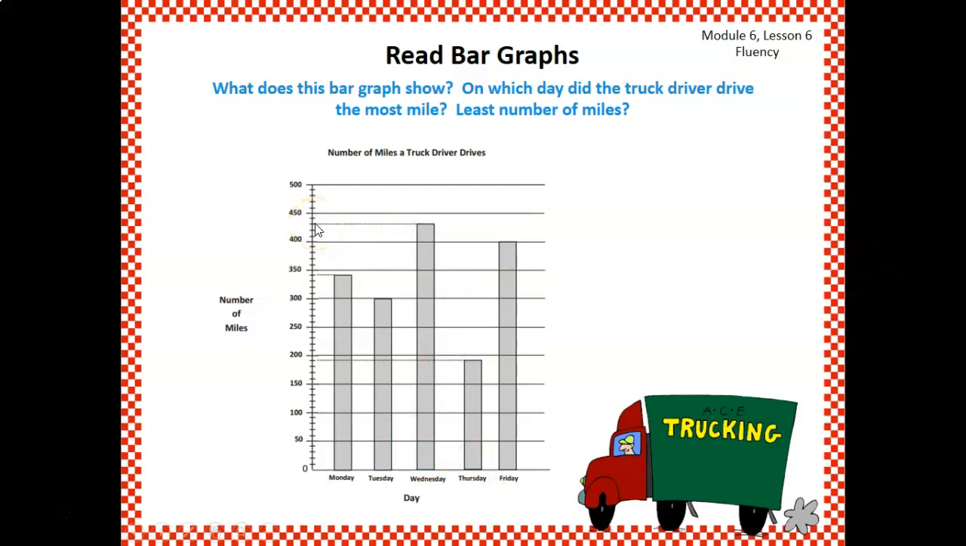The first thing I need to do is see what my scale is. Well, I've got 400 and 450. So my scale is 50, which means I'm going to have 10, 20, 30, 40, 50. So I'm counting by tens for each one of these little lines. So I have 400 and 10, 20, 30. 430 on Wednesday. 430 miles.